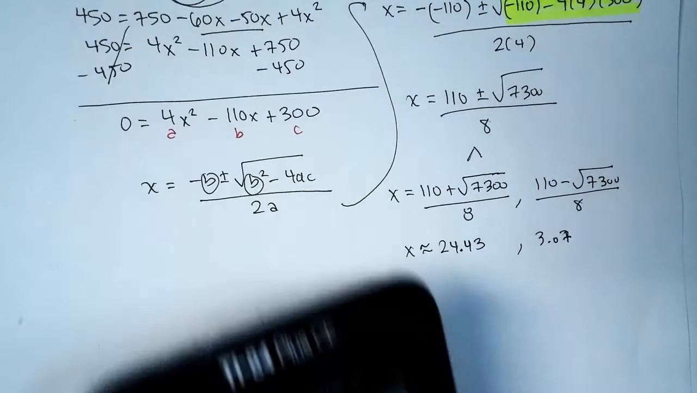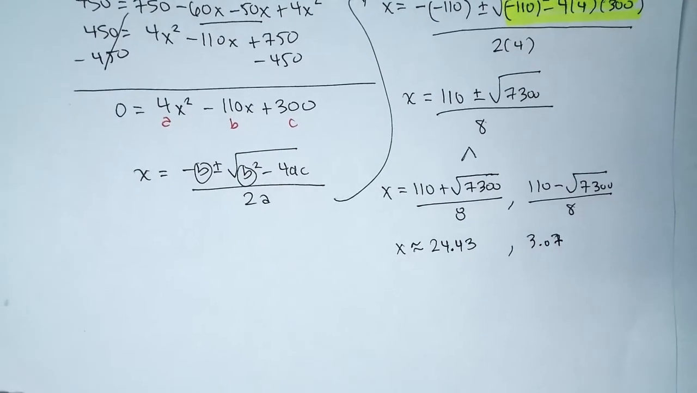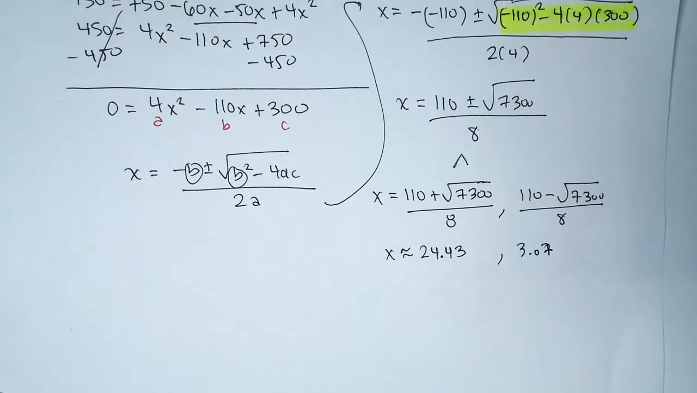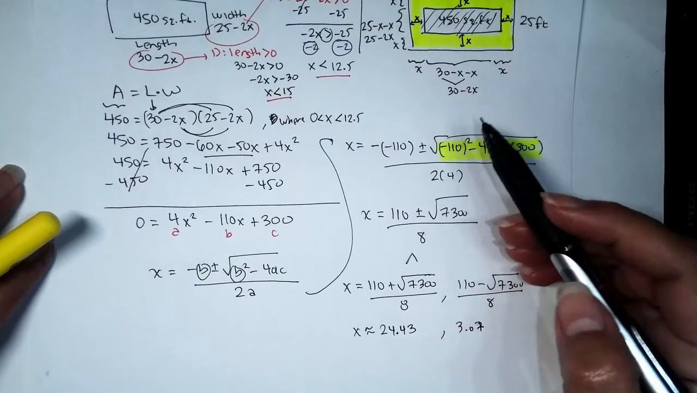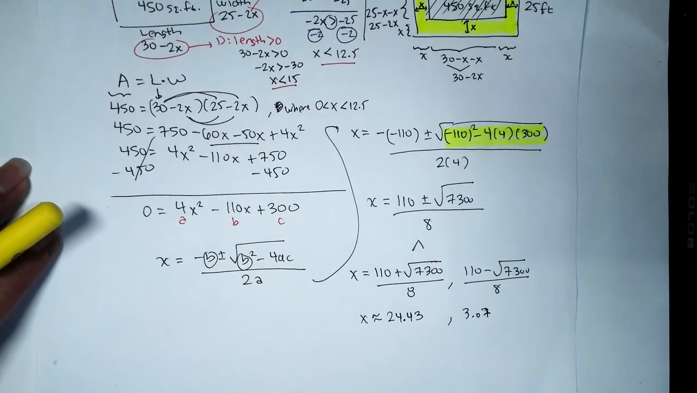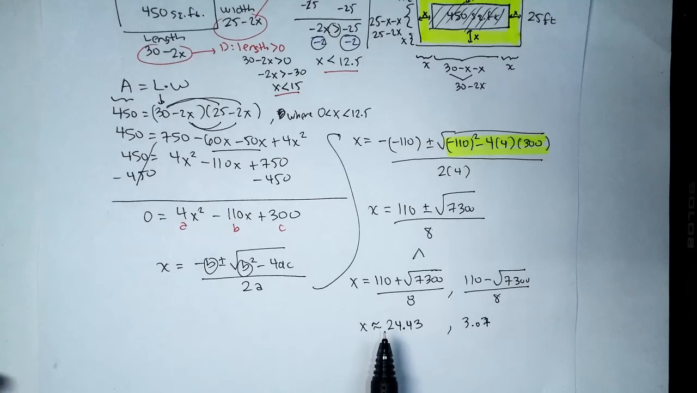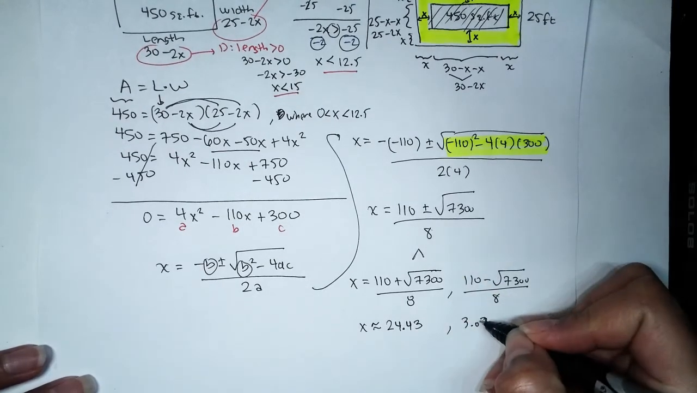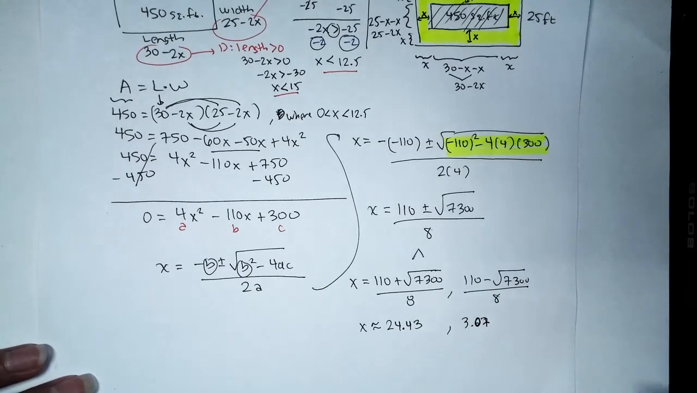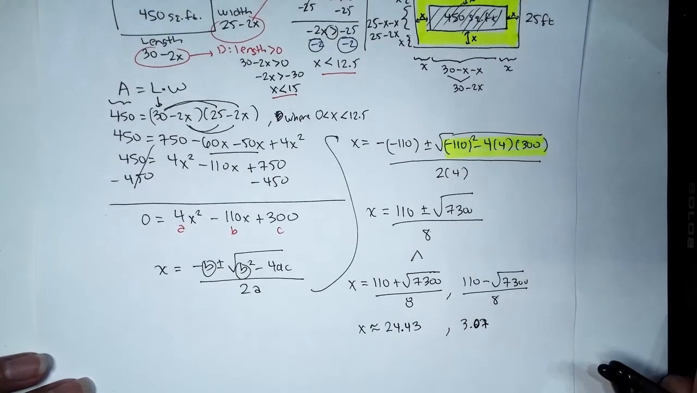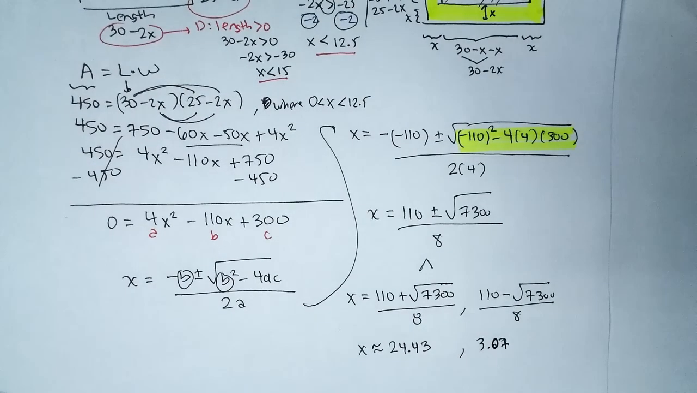So the question is, what is the answer? The question reads, how wide to 2 decimal places should she build a walkway? According to our illustration, the walkway should be x feet wide. So I'm at a crossroads. Should it be 24.43 feet, or should it be 3.07 feet wide? Well, you could just guess, but no, guessing will get you wrong answers.